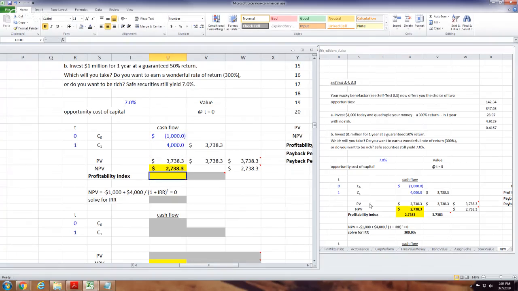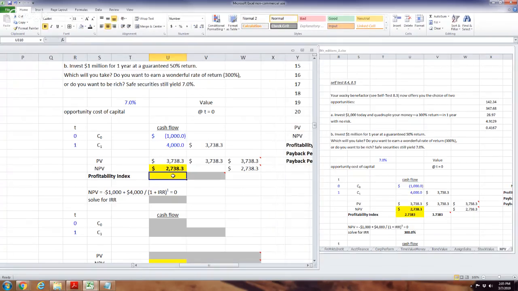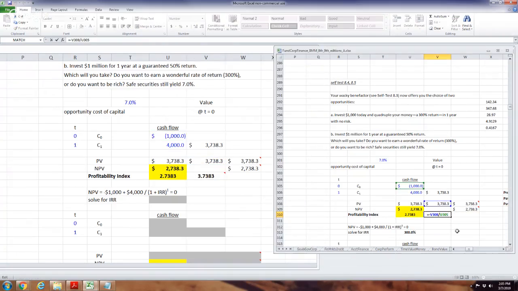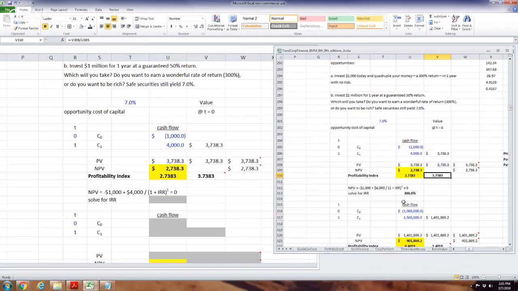And once again, some of these are asking you for some of these indices. This is going to be equal to NPV divided by negative that number, 2.7. And this is equal to that divided by negative a bit more, right? This is the present value over the investment, right? Because of the 3.73, which is all that.